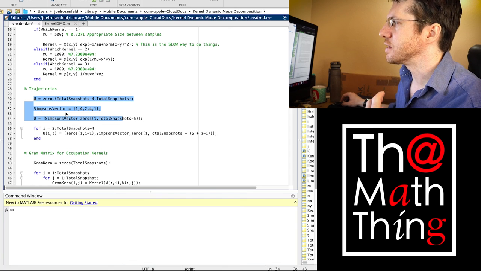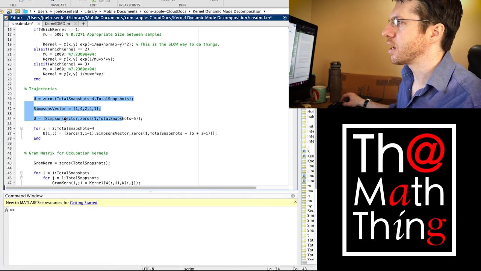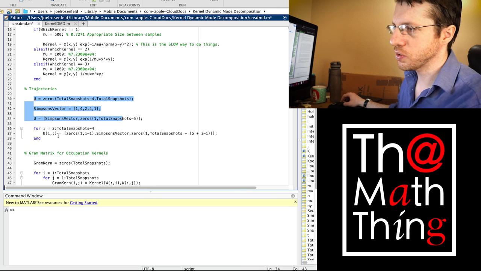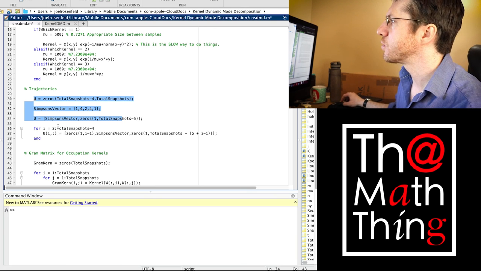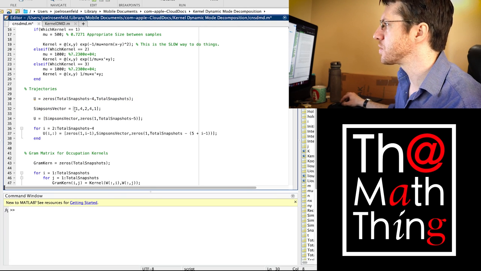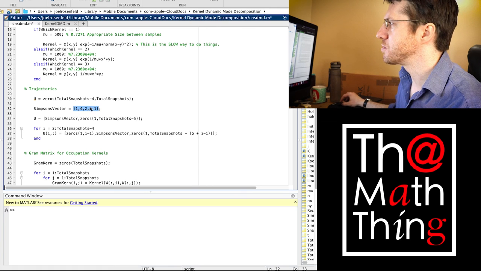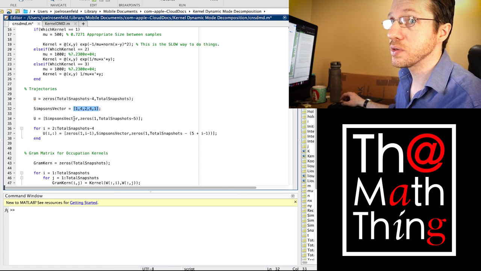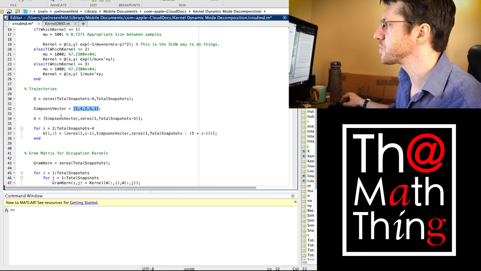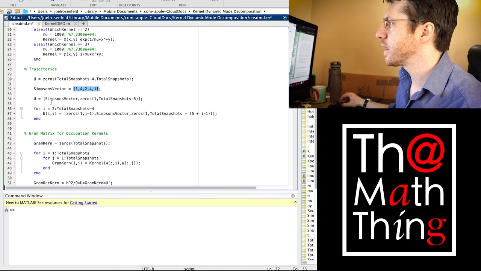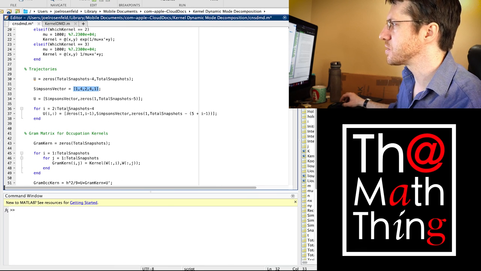In any case, I'm making this matrix here, which I'm going to conjugate the actual Gram matrix with. And when I do that, that's going to give me the occupation kernel Gram matrix. So we'll use the kernel Gram matrix in order to make the occupation kernel Gram matrix. Here I'm using length 5 trajectories, and I'm just encoding this thing with the weights I need on each of these trajectories for the integration. And so I go ahead and multiply and shift this over each time.